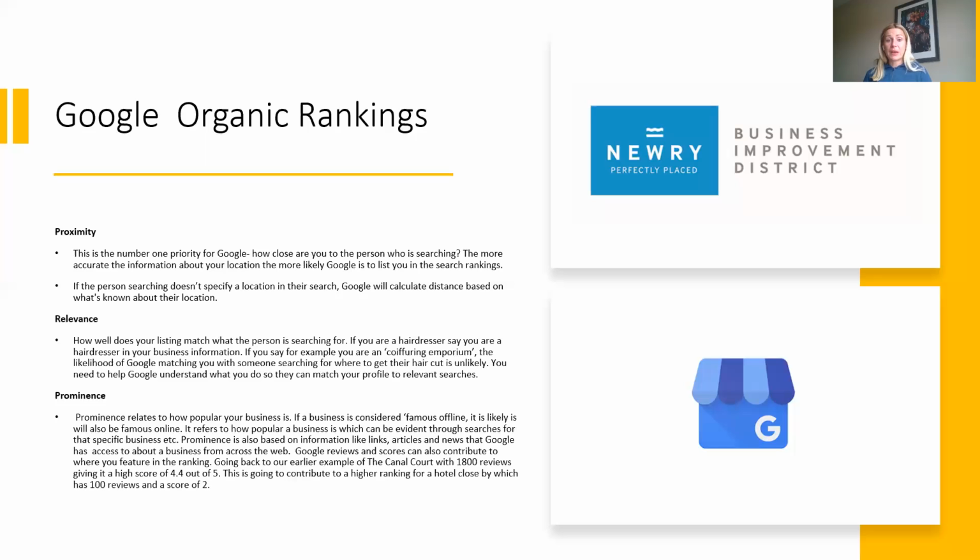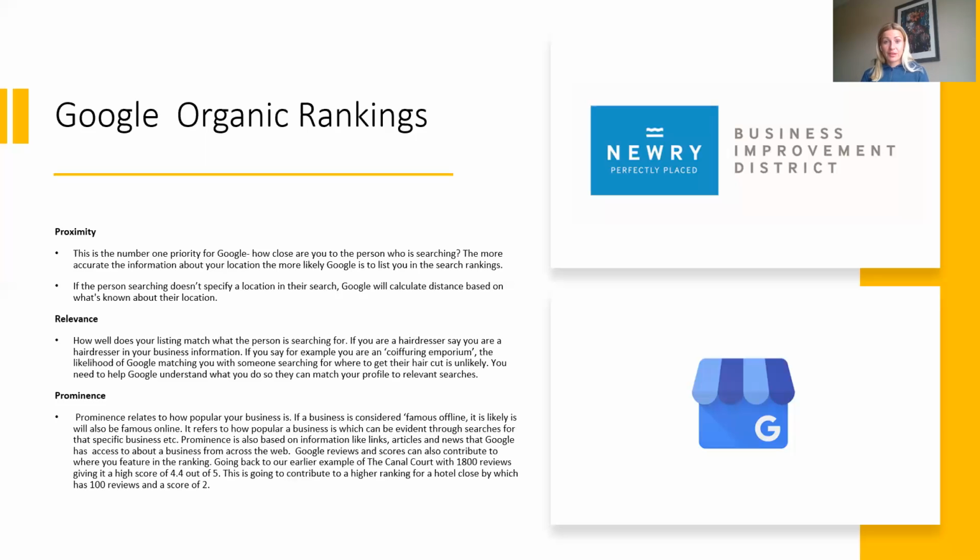If the person doesn't specify a particular location in their search, Google will calculate distance based on what's known about their location. For example, if somebody searches "Cafe Newry", Google may assume that the person is already in or near Newry, and will put forward a few suggestions based on that. So proximity is very, very important, and that's why you need to have the NAP, which we're going to come on to later, your name, address, and phone number, correct on your Google listing.